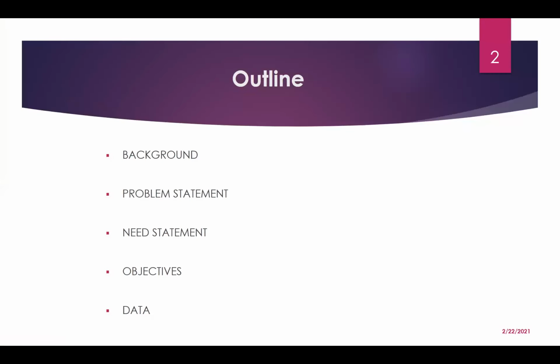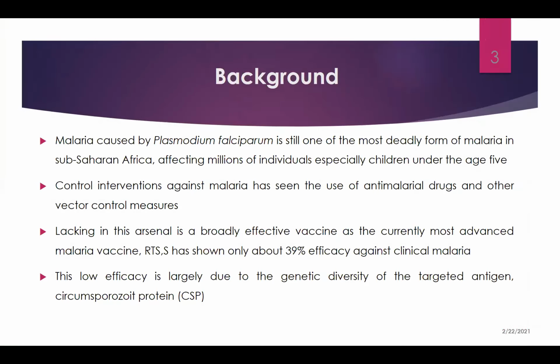So we know malaria is caused by Plasmodium falciparum, one of the most deadly forms of malaria, especially in sub-Saharan Africa, affecting millions of people, especially children under the age of 5. Control interventions against malaria have seen the use of anti-malaria drugs like artemisinin and previously chloroquine, and then there are also other vector control measures.